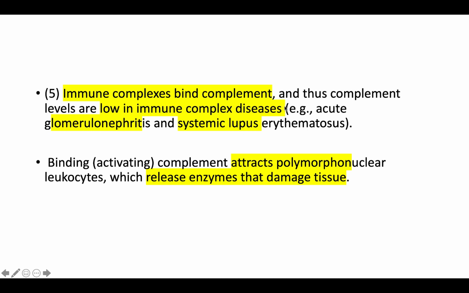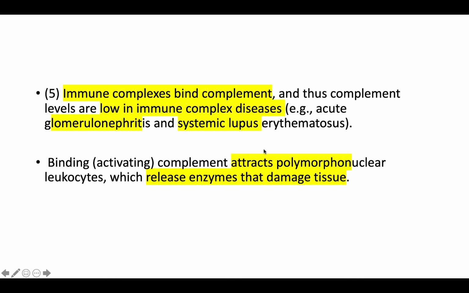So if you have a lot of antigen antibody immune complexes, you will have a lot of activation of the classic pathway, and you will deplete your complement. All the complement will stay, for example, on the joint or on the kidney, or wherever the immune complexes are concentrated. This will deplete the complement in the serum. So the complement levels will be low.